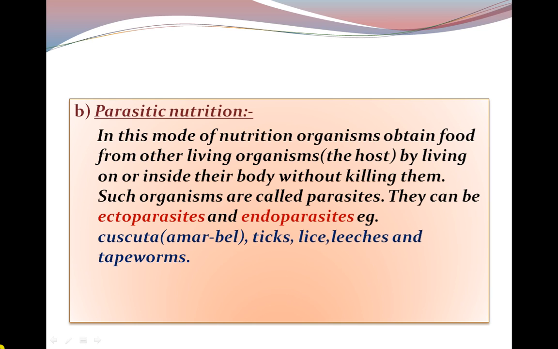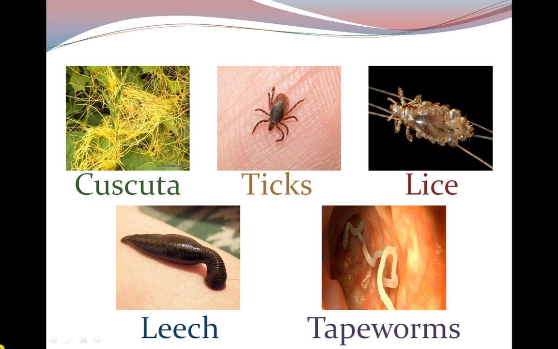Tapeworms fall in the category of endoparasites. They live inside the small intestine of the host body and get the food from its body by sucking their blood. Have a look at this slide on various types of parasites. Cuscuta is a plant parasite. Ticks, lice and leech are animal parasites. Tapeworm is an endoparasite which lives inside the body of other living organisms.